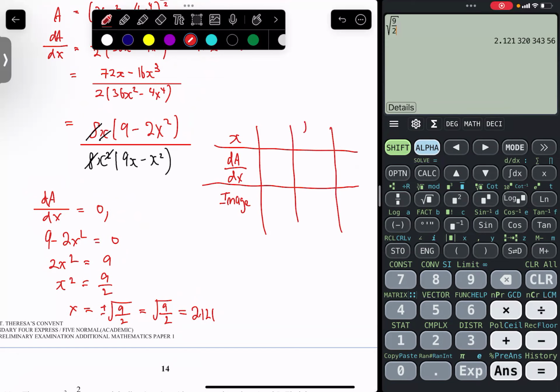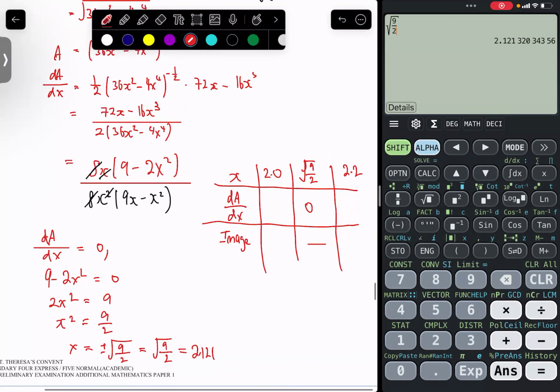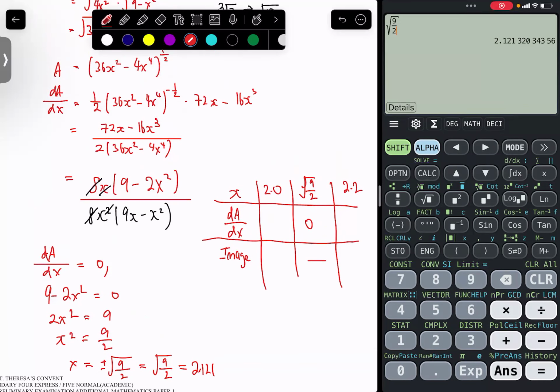When x equals square root 9 over 2, dA dx equals 0, so the line is flat. Now I know it's 2.121, so I'm going to take a value bigger and a value smaller. So bigger, 2.2, smaller, 2.0. Then sub into dA dx and see what result we get.